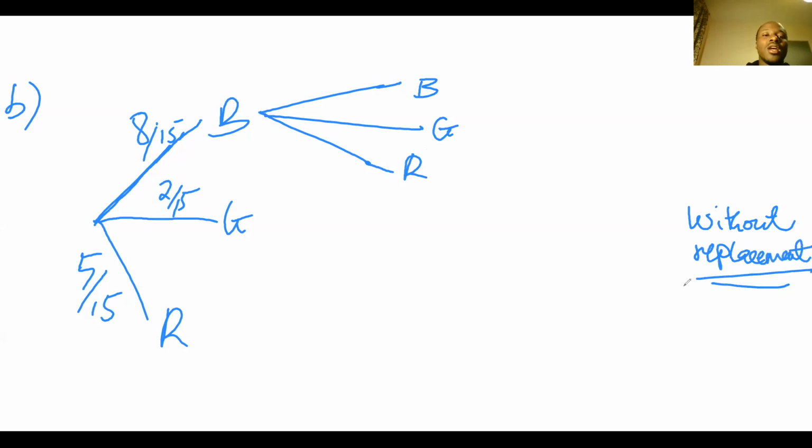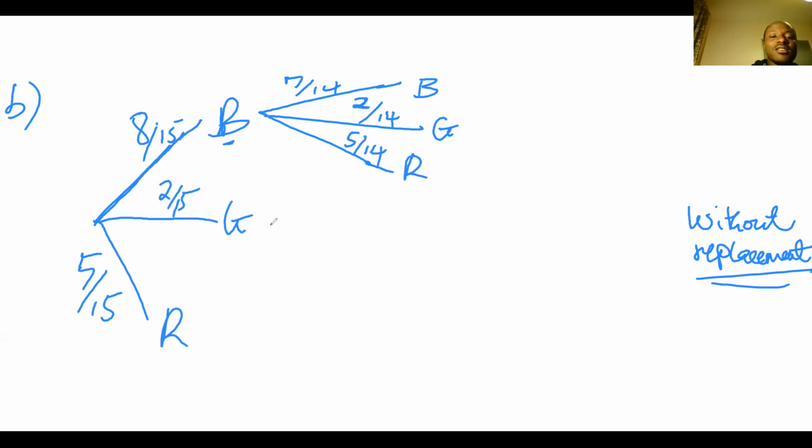Without replacement is key. So when you pick the first blue here, you remain with 14 balls, and you've already picked one blue. So the next time you pick a blue, there will be 7, so the probability of getting a blue will be 7 over 14. Then the probability of picking a green, because you've just picked a blue, the next green will be 2 over 14, because you've already removed one ball. Then finally the red will be 5 over 14. So those are your probabilities.